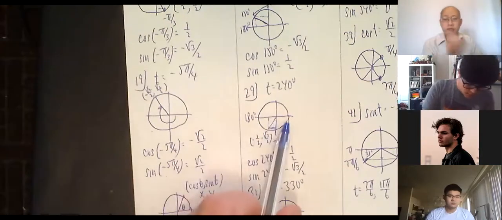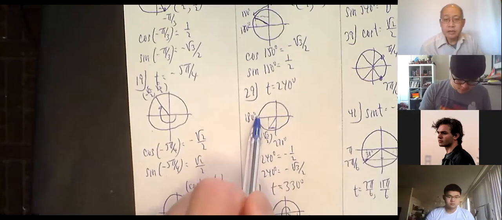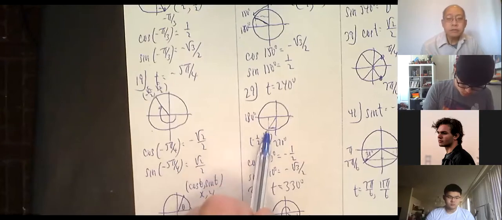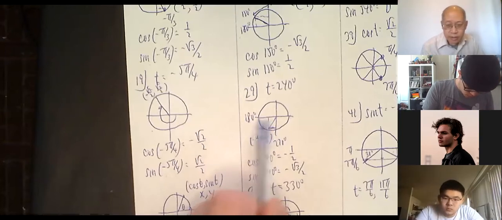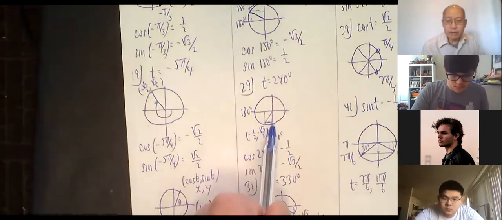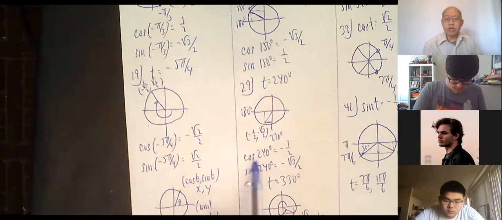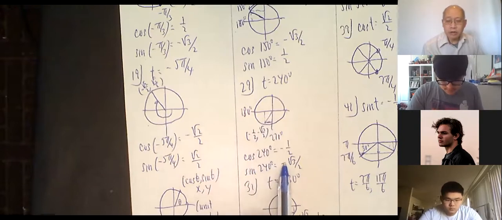Okay, 29, 240 degrees. Where's 240? Well, I know this is 180. Add another 60. So here's 240, third quadrant. And what are these lines that I add here? This tells me the x and the y. That looks like it's halfway, right? So x is halfway. X gets the half, y gets the radical 3 over 2. And I'm in quadrant 3, so they're both negative. Therefore, cosine of 240 degrees is negative 1/2. Sine of 240 degrees is negative radical 3 over 2.